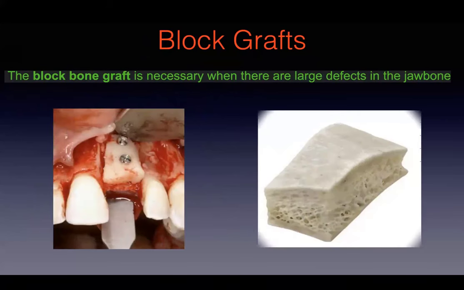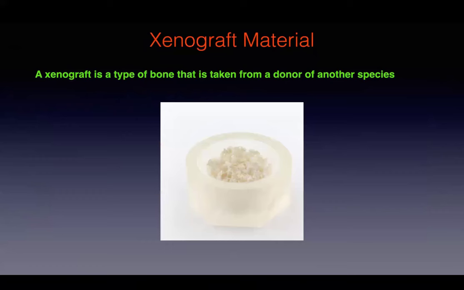Block grafts, these in combination with collagen membrane and fixation pins have been shown to be superior to particulates with respect to the thickness and for a vertical gain of hard tissue after 6 months of healing. The xenografts are a type of bone taken from a donor from another species. It's osteoconductive and provides bone stability.